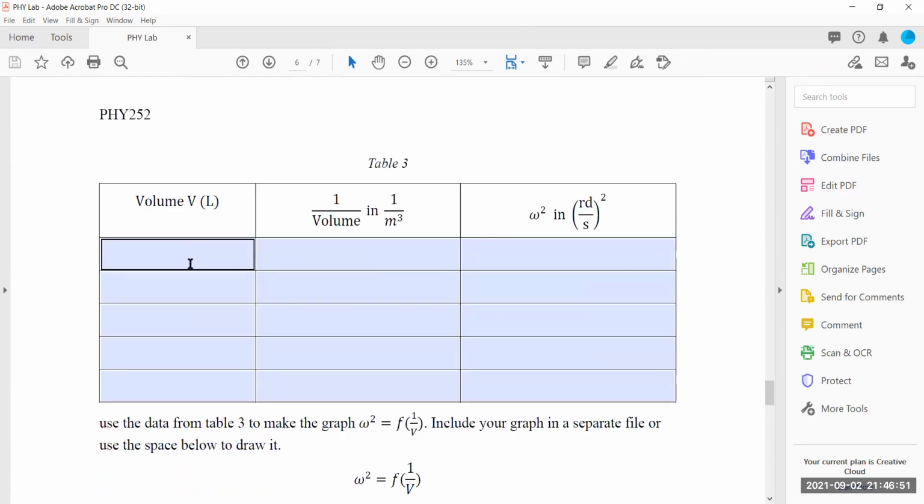So we're going to change the volume in here. We're going to control the volume and then find the value of omega that is given to us by the expression, square the value, and put it in here. Once you have the volume in liters, make sure you write 1 over volume in cubic meters. So you have to convert 1,000 liters to a cubic meter. In other words, divide this number by 1,000 and invert it.